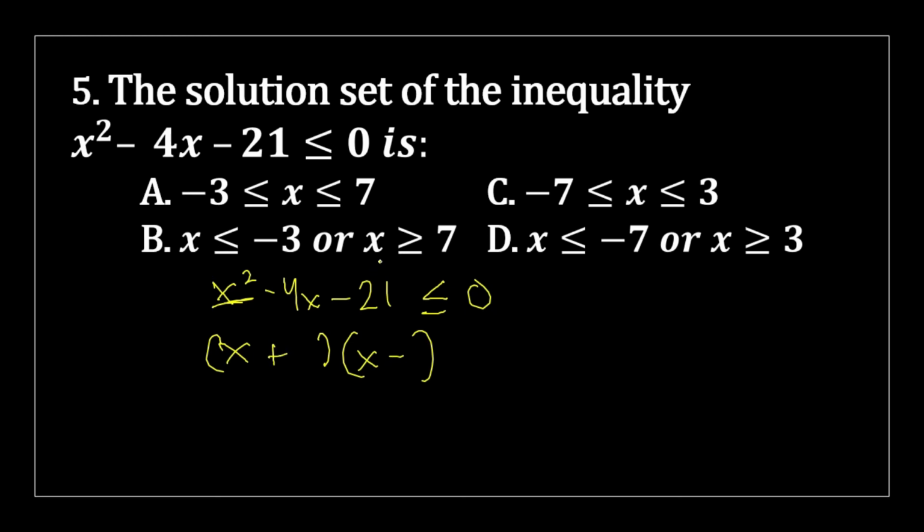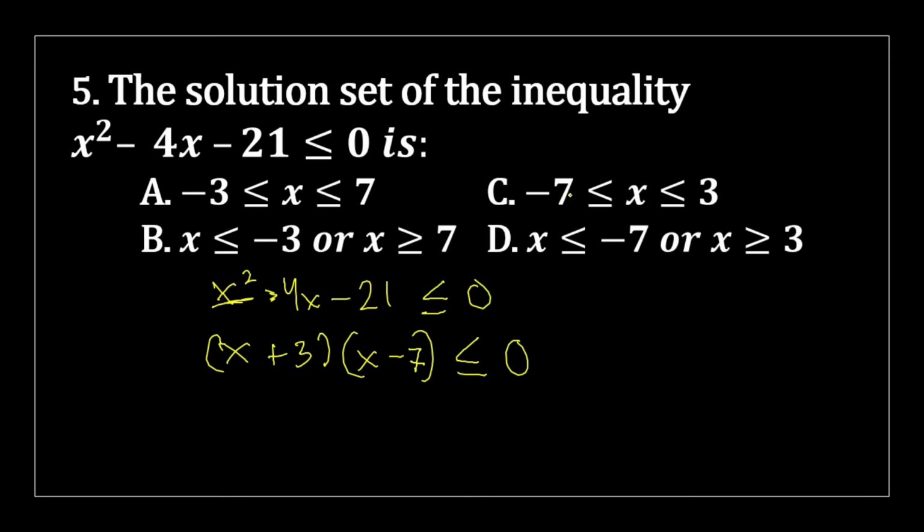Now, what are the factors of 21 that, if we subtract, the answer is negative 4? The factors are 7 and 3, since 7 times 3 is 21. Now, since this is negative, we put 7 on the negative side and 3 on the positive side. That is less than or equal to 0.